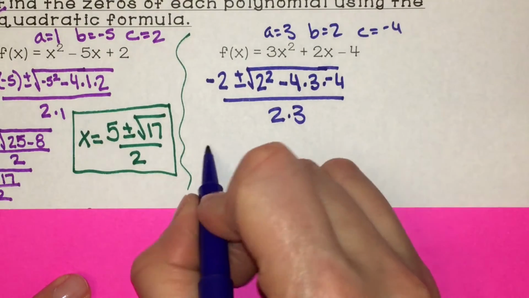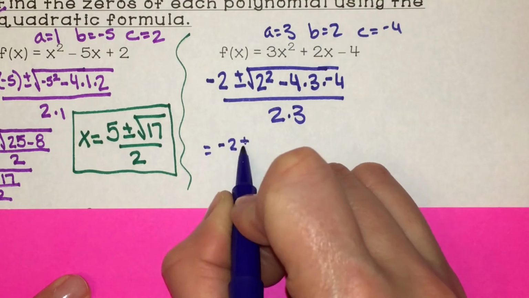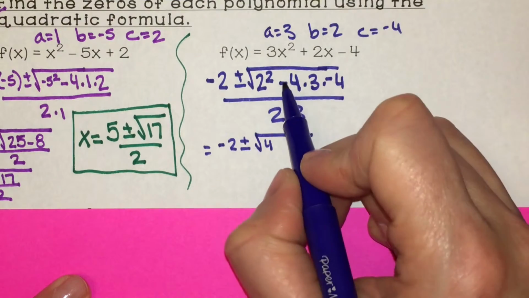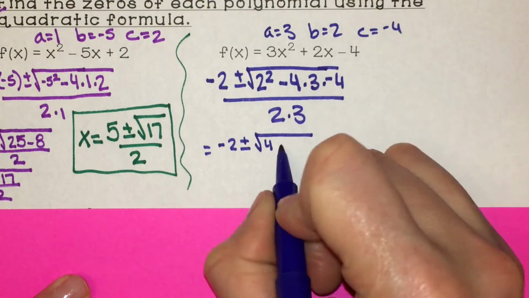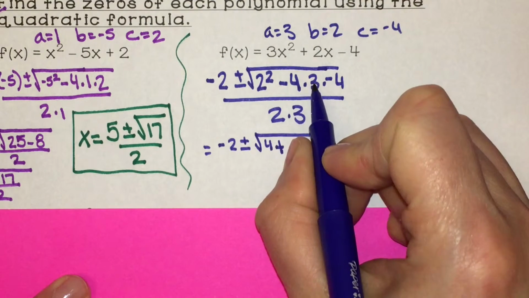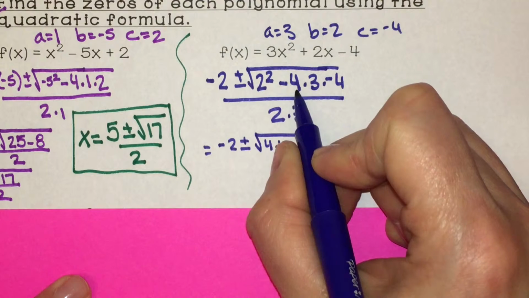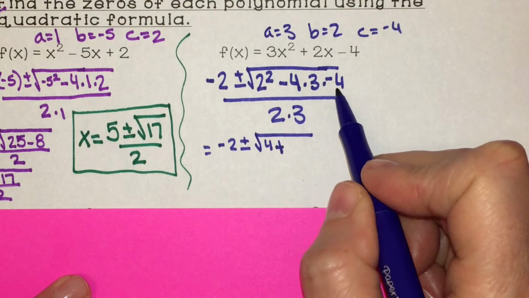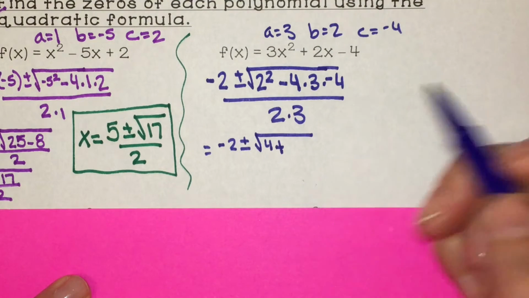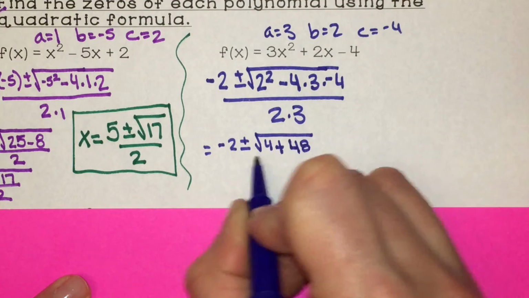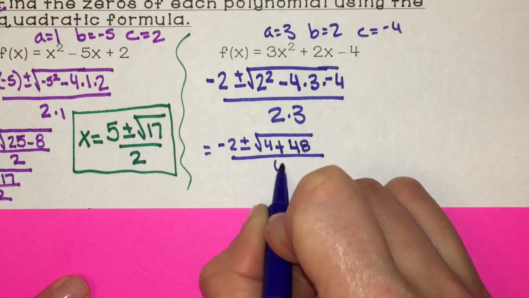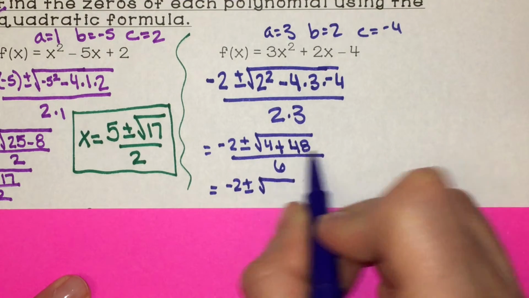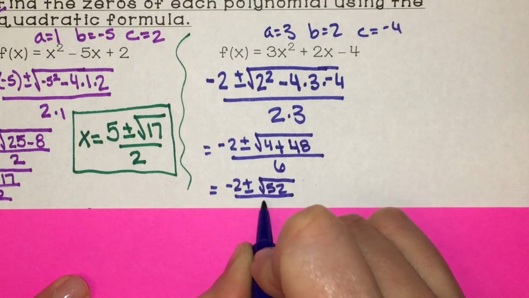Now I need to simplify. Okay, we have -2 plus and minus the square root of 2 squared, which is 4. We're going to have a negative times a negative, which will give me a positive, so it's going to be plus. We have 4 times 3 is 12. Then we multiply 12 times 4, which is 48. Divided by 2 times 3 is 6. So again, reduce: -2 plus and minus the square root of 4 plus 48, which is 52, over 6.